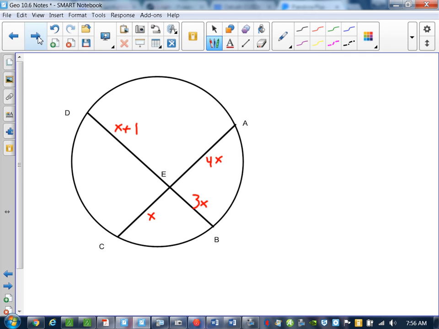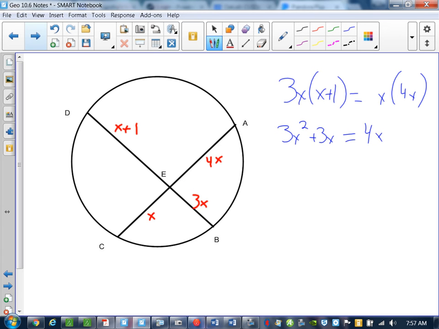So here, 3x times the x plus 1 has to equal the x and the 4x. Distribute both sides, just like you would normally. Distribute through, we get 3x squared plus 3x. And then on the other side, we have 4x squared. We okay with that?